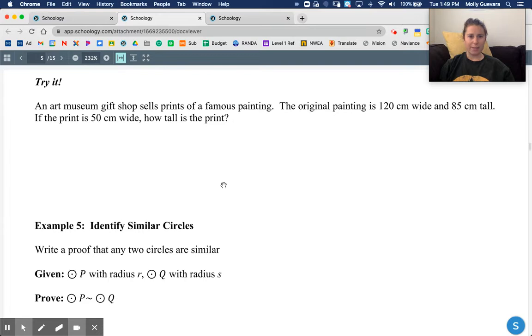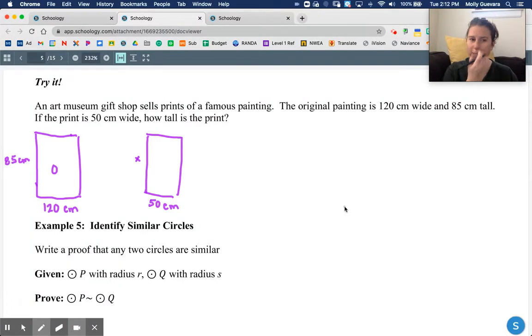Okay, very, very similar. An art museum gift shop sells prints of a famous painting. The original painting is 120 centimeters wide and 85 centimeters tall. If the print is 20 centimeters wide, how tall is it? So again, it's all in the same unit, so we're good there. So you're just trying to find how tall the print is. So use the same method we did on the previous problem. Pause the video, give it a shot. When you're ready to go over it, hit play.